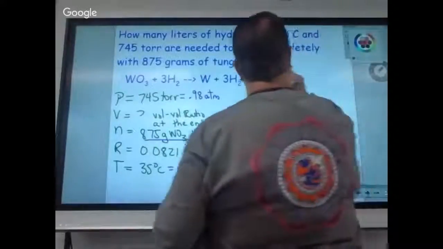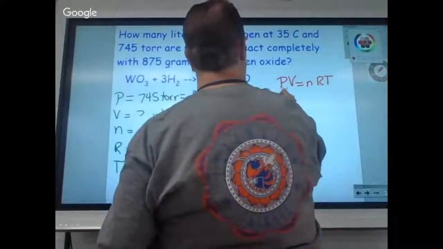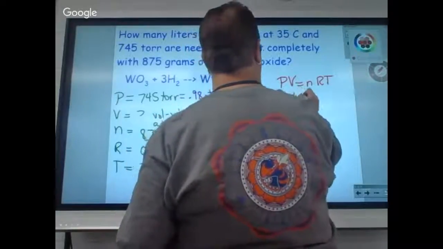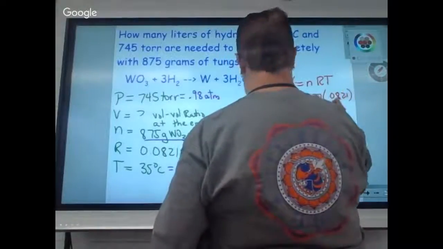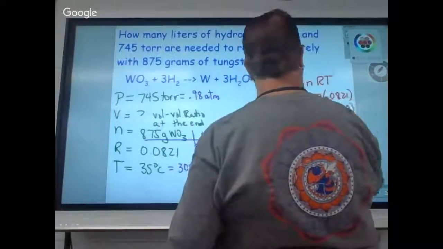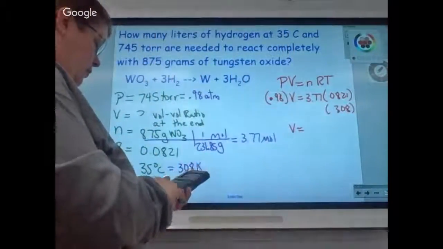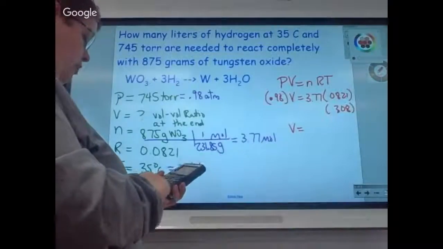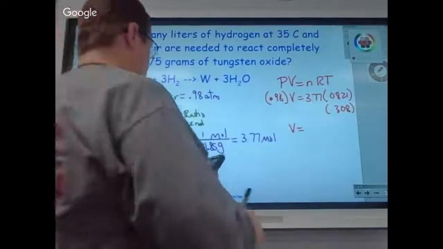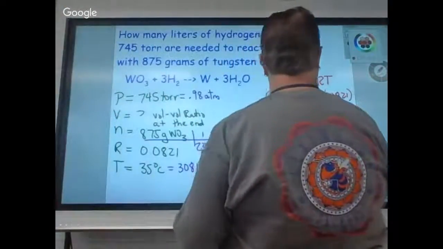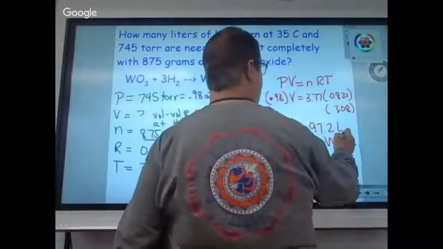All right, so PV equals nRT. My pressure is 0.98. My volume, I don't know. My moles are 3.77, R is 0.0821, and my temperature is 308. Volume equals 3.77 times 0.0821 times 308 divided by 0.98, which is 97.2. But this is liters of what? WO3, because I haven't changed anything yet.